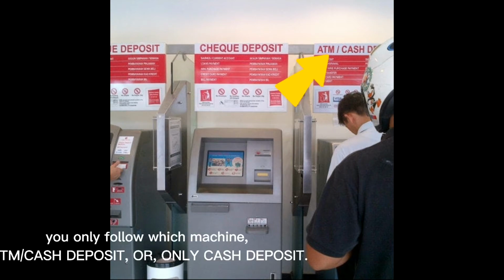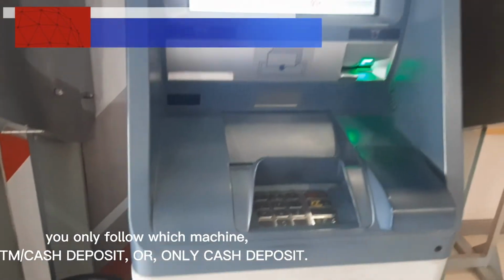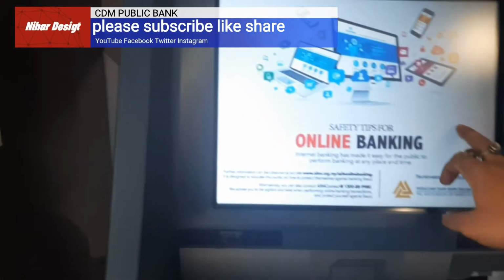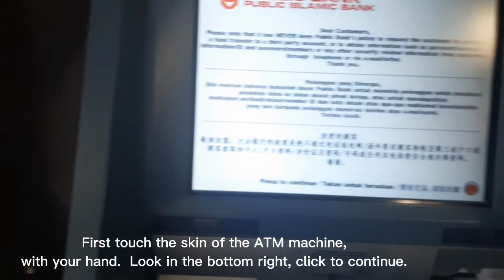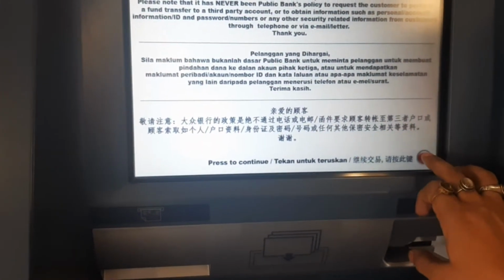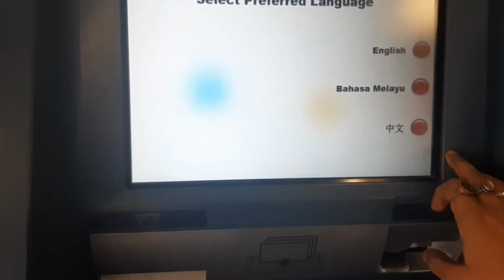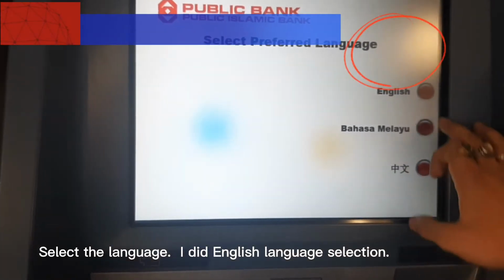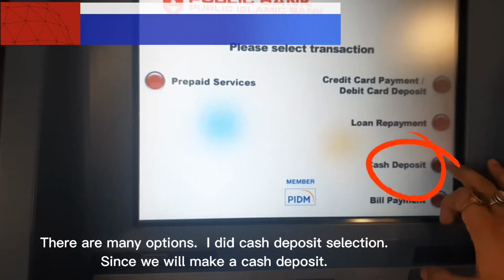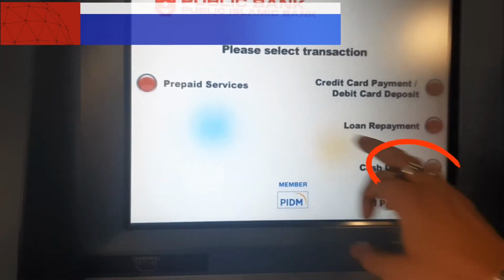You only follow which machine, ATM or cash deposit, or only cash deposit. First, touch the screen of the ATM machine with your hand. Look at the bottom right and click to continue. Select the language. I selected English. There are many options. I selected cash deposit.